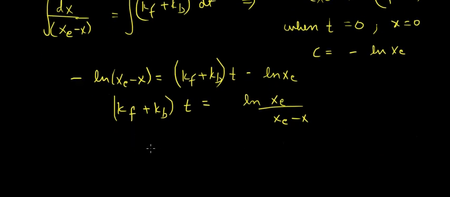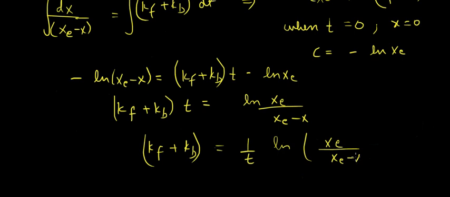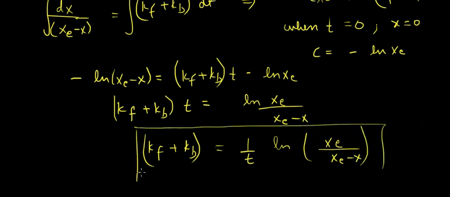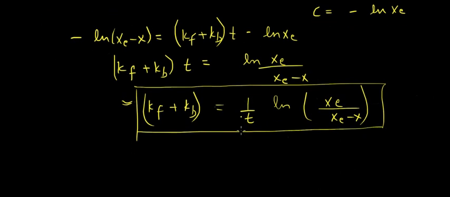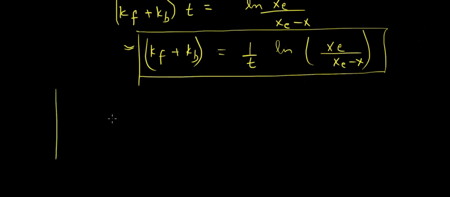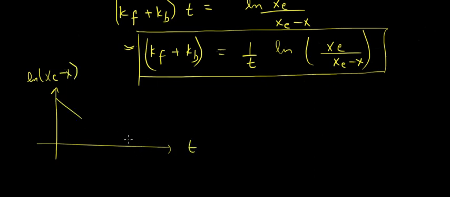Okay, so in other terms we can write kf plus kb would be equal to 1 upon t ln xe upon xe minus x. So please remember this is a very important result. Okay, and if we see the graph of ln of xe minus x with respect to time t, it would be a downward facing graph, a graph having downslope or negative slope.